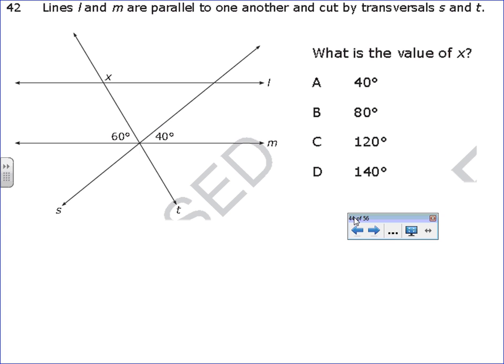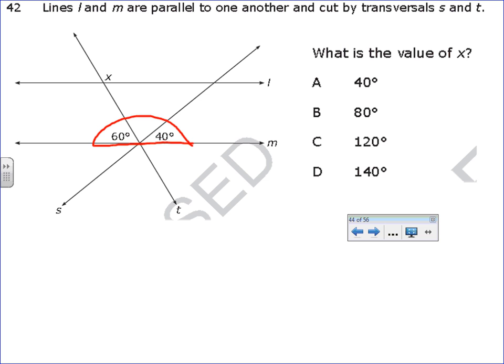For 42, lines L and M are parallel to one another and cut by the transversal T. What is the value of X? Okay, the first thing I need to remember is that supplementary angles add up to 180. So a straight line across would need to add up to 180. So I know that this is a straight line. It needs to add up to 180.